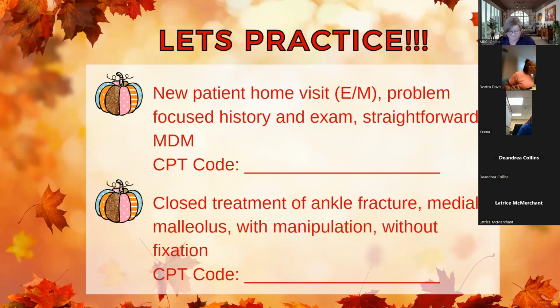Problem focused. And you'll see how they have the CPT codes listed across the top, 99341 through 99345. Each of those is a higher level. You see how the X's move along to different codes as the levels get higher, right? So we're looking at problem focused history and exam. That's that first column.